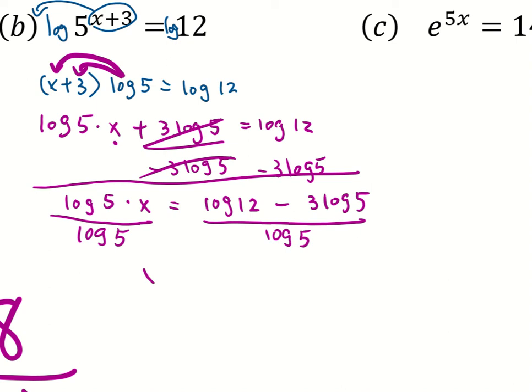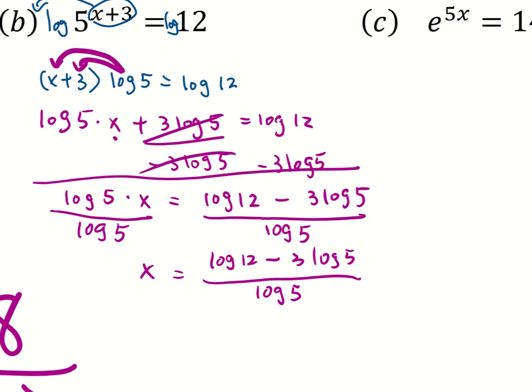And you have x equals log of 12 minus 3 log of 5 over log of 5. You can leave your answer like this, and if you want to simplify the top a little bit further, you could, but you don't have to. So this is the exact answer.